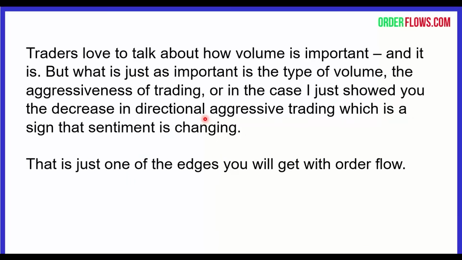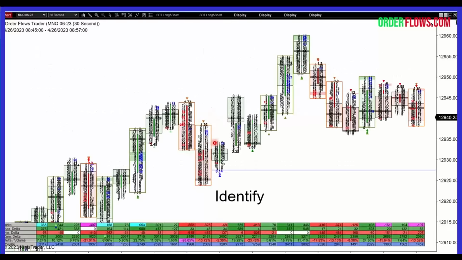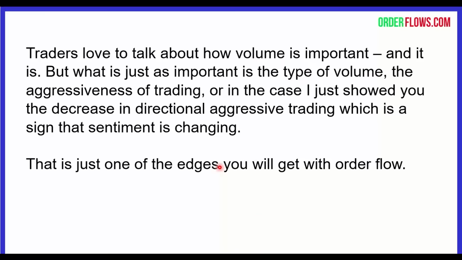Traders love to talk about how volume is important, and it is. But what's just as important is the type of volume, that aggressiveness of trading, or in the case I just showed you, a decrease in directional aggressive trading, which is a sign that sentiment is changing, right? The weakness of this move down is taking place. Okay. So this is just one of the edges you're going to get with order flow.